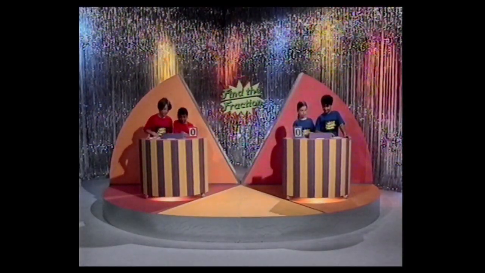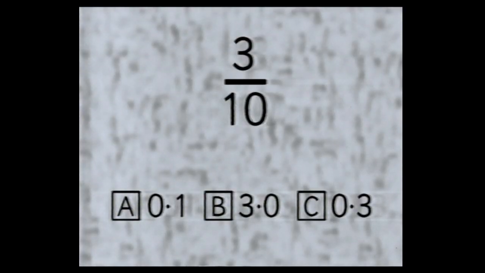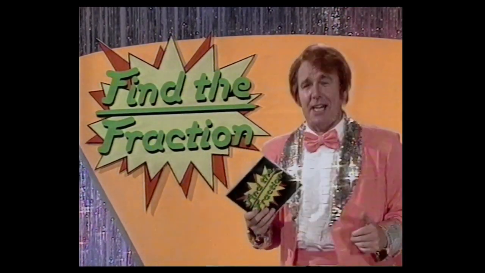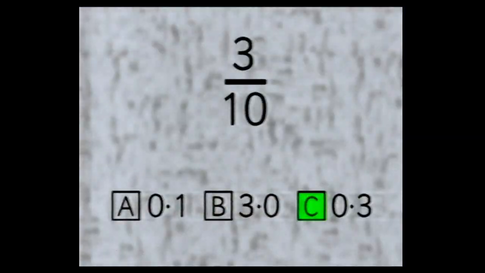Look to your monitors. Question number 1. What is 3/10 as a decimal? Is it A, 0.1, B, 3, or C, 0.3? Make your choice and find the fraction. And time's up. And both teams have answered C. The correct answer is C. Give yourselves 2 points.